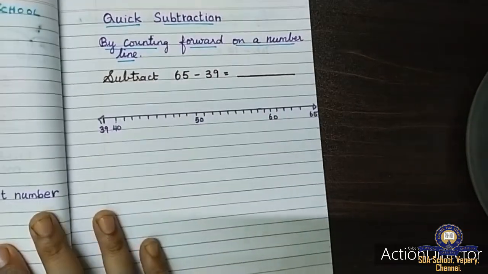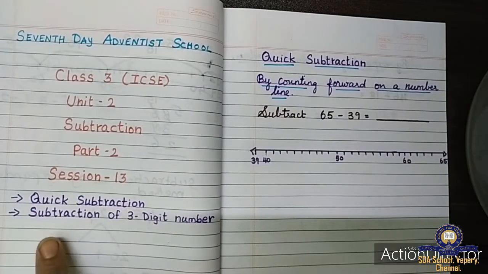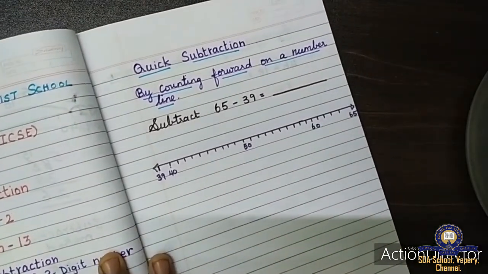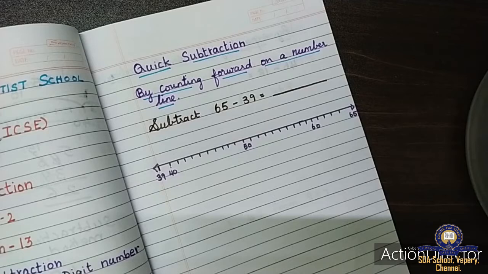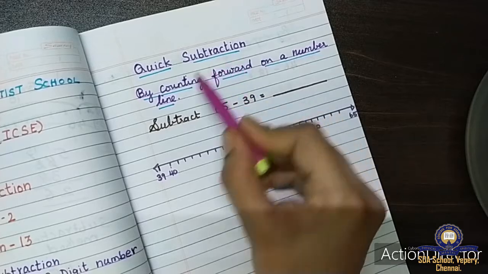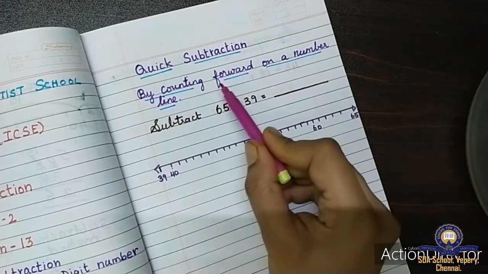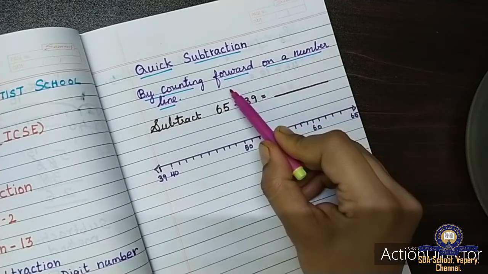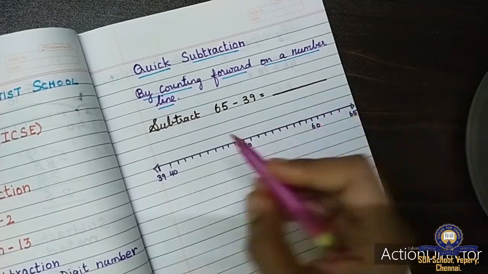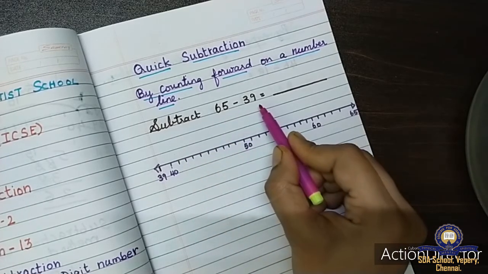Today we are going to learn about quick subtraction and subtraction of 3-digit numbers. We shall start with quick subtraction by counting forward on a number line. Forward means moving further, moving front.